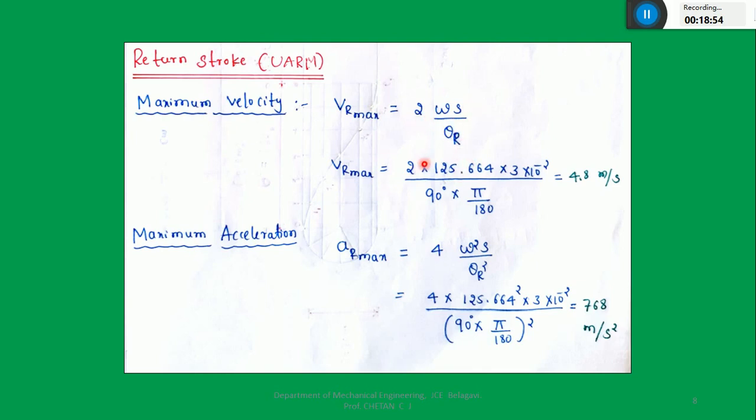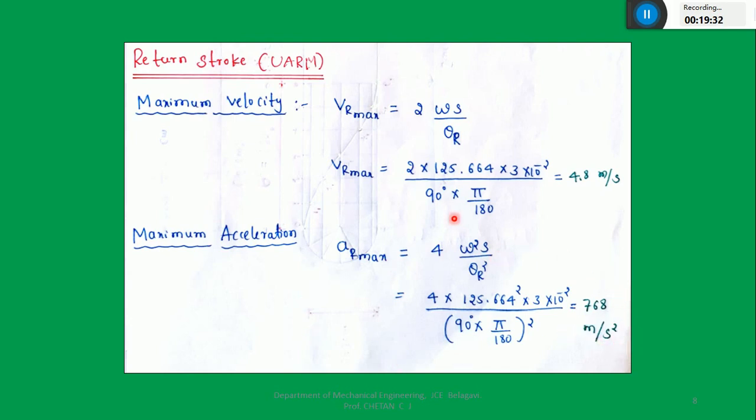Omega is known, that is 125.664. S is 3 centimeter, 3 into 10 raised to minus 2 meters. And the return stroke angle is given as 90 degree. I want it in radians, so I'll multiply with pi by 180. So I'll get the VR max as 4.8 meter per second. And after that, maximum acceleration during return stroke is AR max equal to 4 omega square s divided by theta r whole square. Just substitute all the values. You'll get the answer as 768 meter per second square.